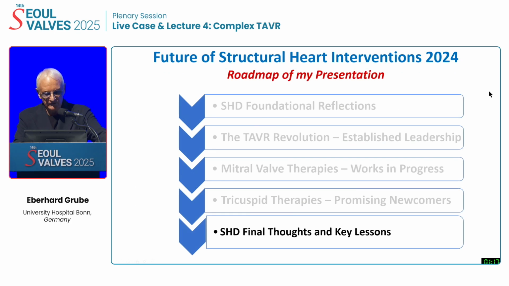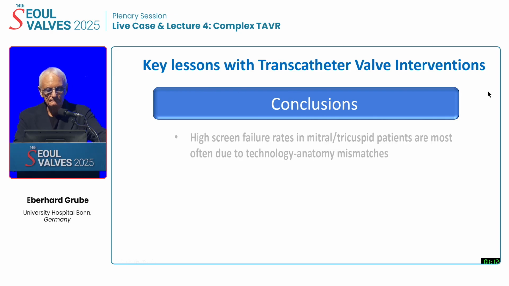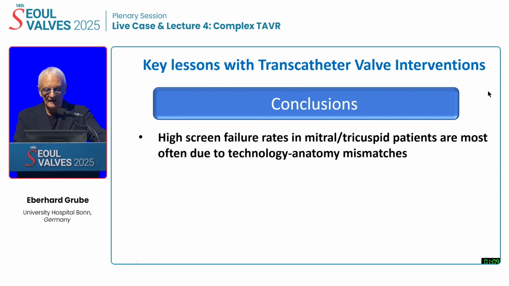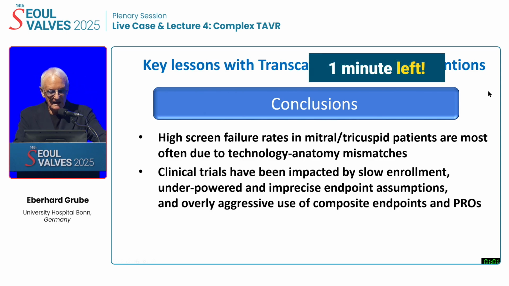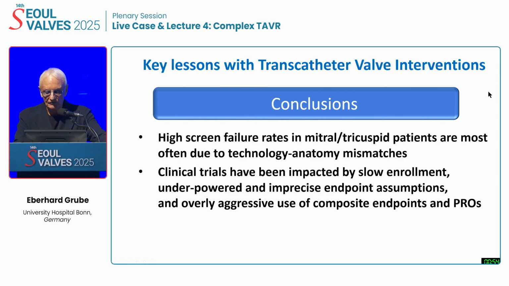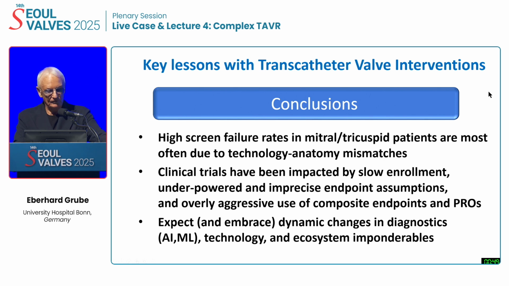So I would like to finish then with final thoughts and key lessons. Basically, high screen failure rates in mitral and tricuspid patients are most often due to technology and anatomy mismatches. Clinical trials have been impacted by slow enrollment, underpowered and imprecise endpoint assumptions, and overly aggressive use of composite endpoints and PROs. Expect and hopefully embrace dynamic changes in diagnostic, AI, and machine learning technology and ecosystem imponderables.